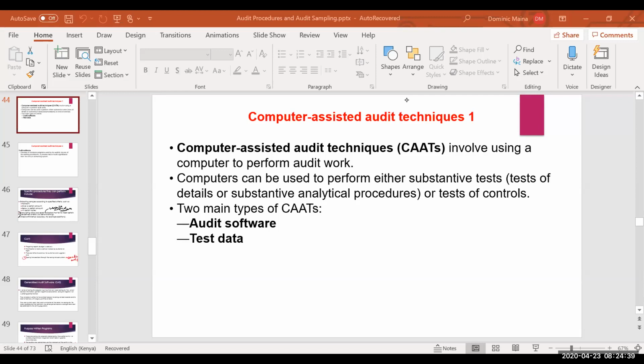Okay, maybe just a quick recap of what we were discussing yesterday. Yesterday we were discussing the CATs, the computer assisted audit techniques.